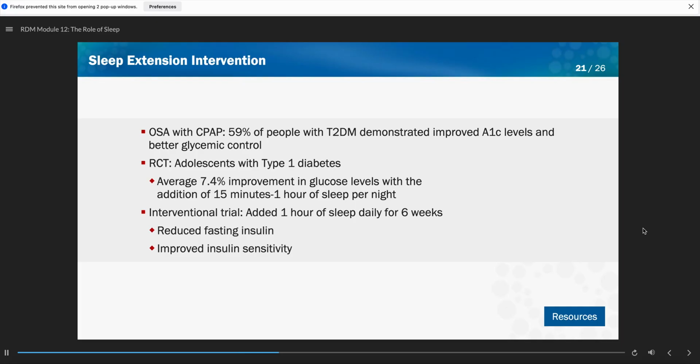In another randomized control trial, looking at adolescents with type 1 diabetes, they found that there was an average 7.4% improvement in glucose levels with the addition of 15 minutes to 1 hour of sleep per night on average. And finally, another interventional trial, which looked to add 1 hour of sleep daily for 6 weeks, found reduced fasting insulin and improved insulin sensitivity in subjects that were able to enhance their sleep amount and sleep quality of time.